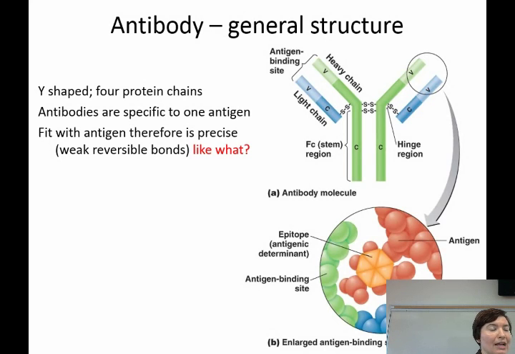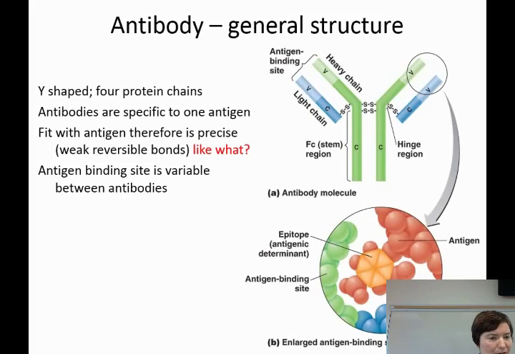Hydrogen bonds. Hydrogen bonds are super useful because they're weak reversible bonds. So they hold DNA strands together so you can pull them apart and replicate the DNA, or pull them apart and transcribe the DNA and then put it back together. And they're also really important for antigen-antibody binding. And some ionic bonds are involved as well.